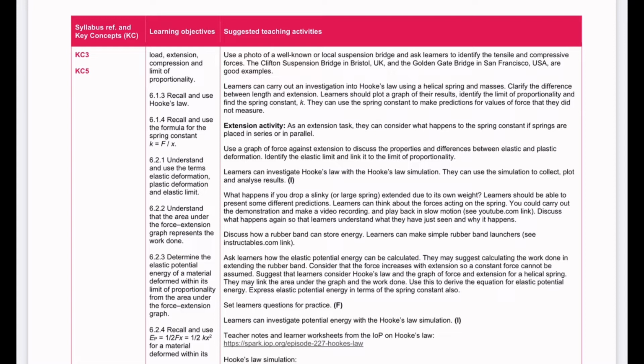6.2.1 Understand and use the terms elastic deformation, plastic deformation, and elastic limit. 6.2.2 Understand that the area under the force extension graph represents the work done.